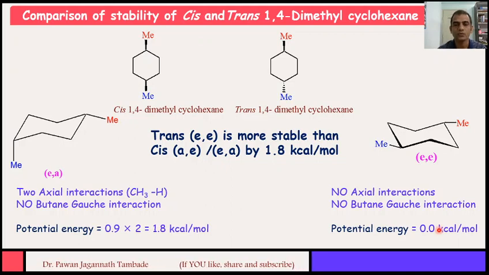So I hope during the journey of stereochemistry of cyclohexane, the last 7 to 8 lectures, you understand how to draw the chair conformation of cyclohexane, how to draw cis and trans isomerism, and how to find out their relative stability, and isomerism in cyclohexane and substituted cyclohexane.